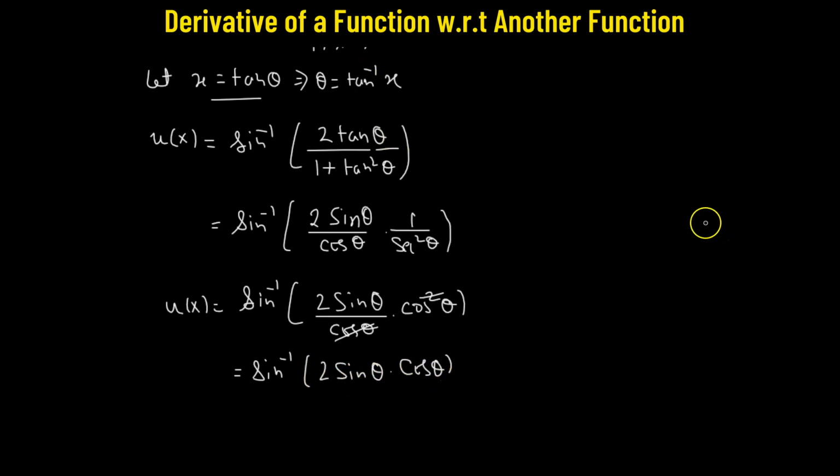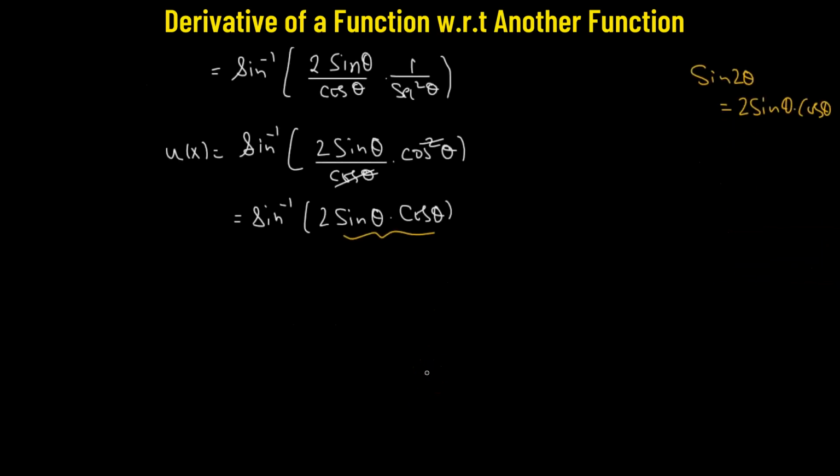Now we know that sine of 2 theta is given by 2 times sine theta times cosine theta. So we'll substitute 2 sine theta times cosine theta with sine 2 theta, and that gives us sine inverse of sine 2 theta. So sine inverse of sine 2 theta will be simply 2 theta. So this is u. This is not actually x. U is a function of theta, but we'll again take it back as a function of x.